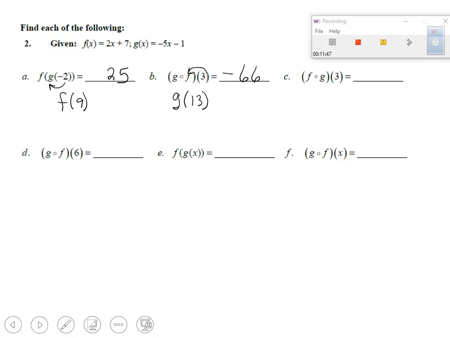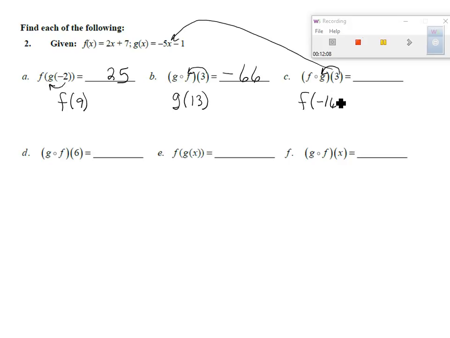Another easy one, f composition g of 3. It says plug 3 into the function of g. So plug a 3 right there and get negative 16. Now we're going to go find f of negative 16. So I'm going to go on my calculator, 2 times negative 16 plus 7, and I'm going to get negative 25.